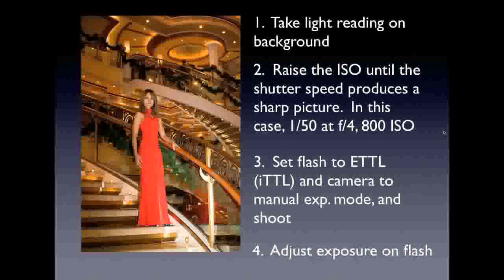Finally, if it doesn't come out perfect, you adjust the exposure on the flash using the flash exposure compensation. Remember, I told you that it adjusts the flash output in 1/3 f-stop increments. That means that if you say, well, the exposure is a little bit too bright on the person in the foreground, okay, so dial in -1/3 or -2/3, shoot again.